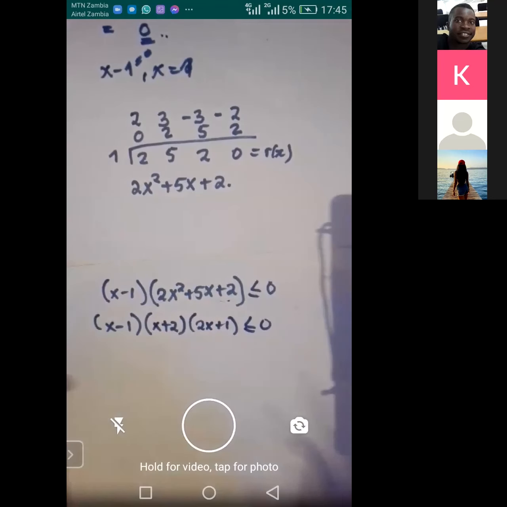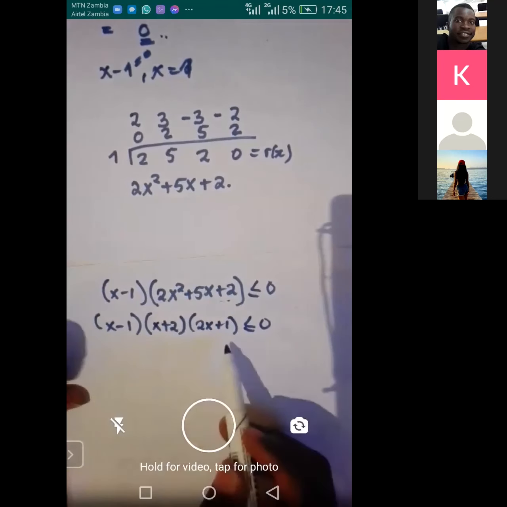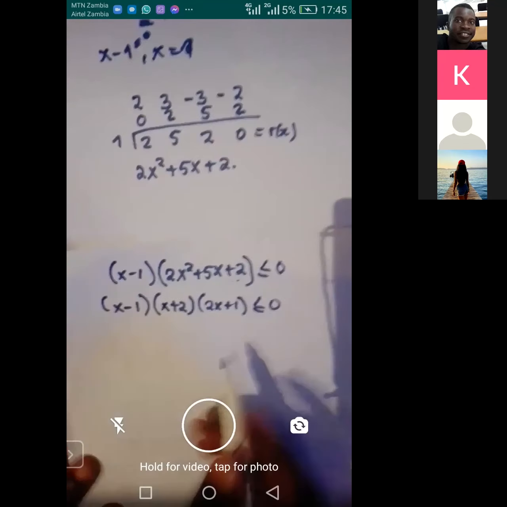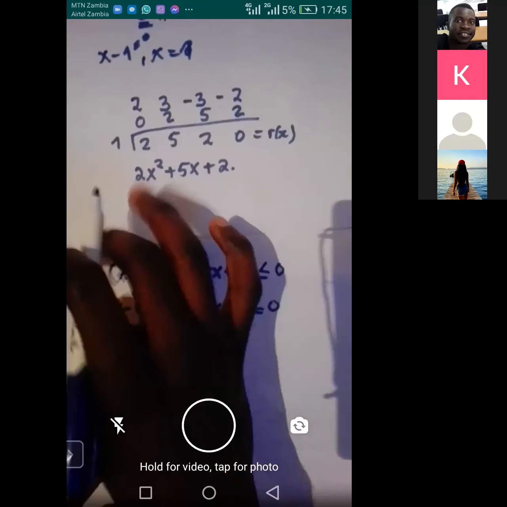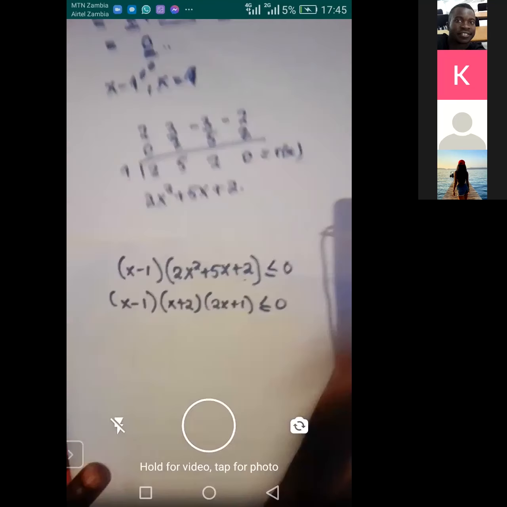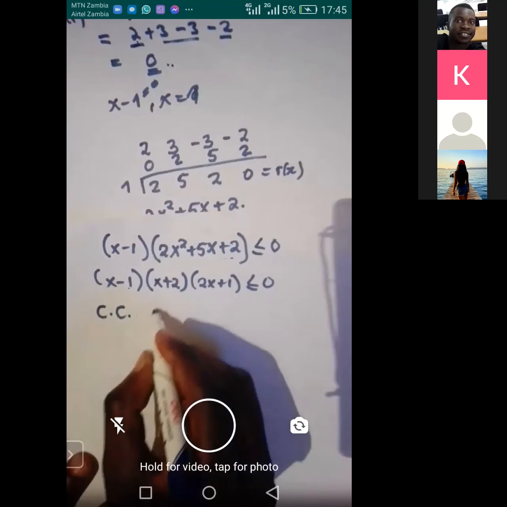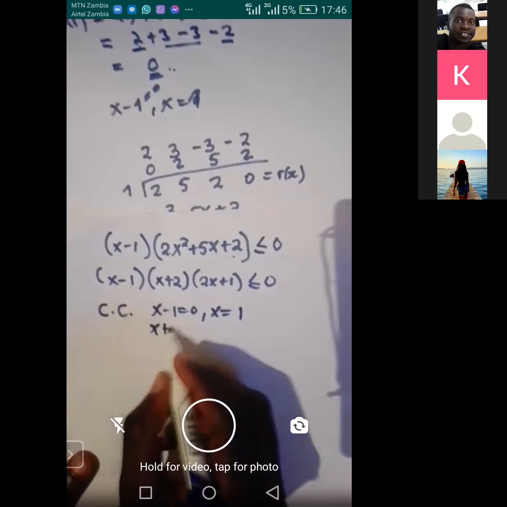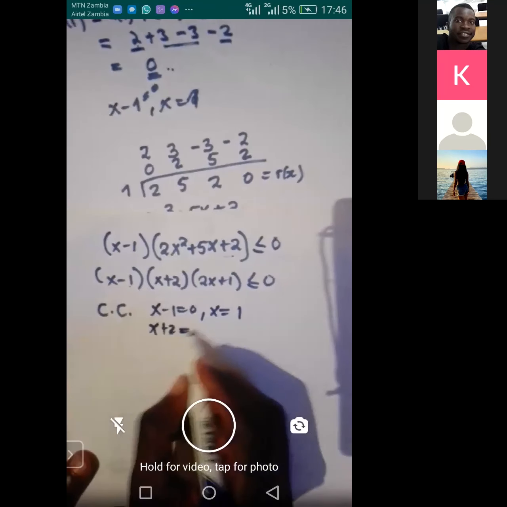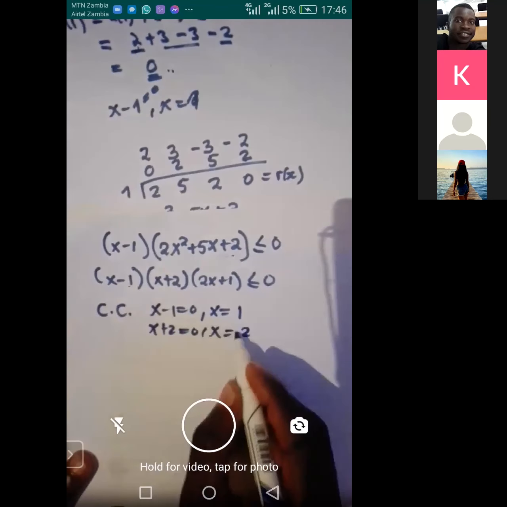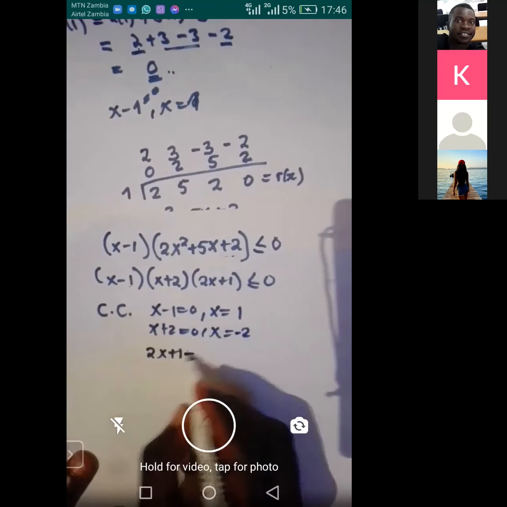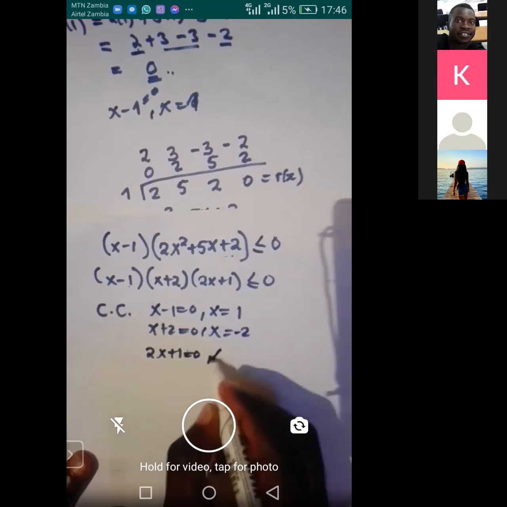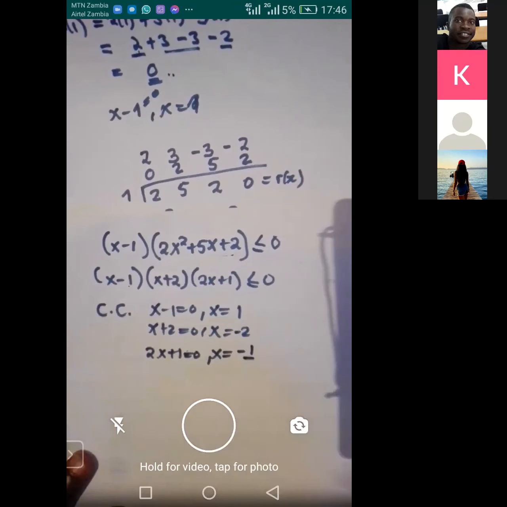Then again, from here, what are we doing? We are going to find the critical values here. So the critical values, you equate this one to 0. You're going to discover x is equal to 1. Then x plus 2 equal to 0, x is equal to minus 2. Then 2x plus 1 equal to 0, x is going to equal minus 1 over 2. So that's what we are going to have there.